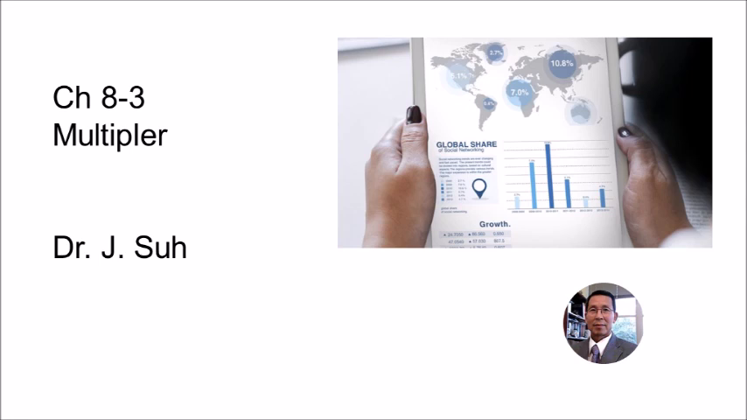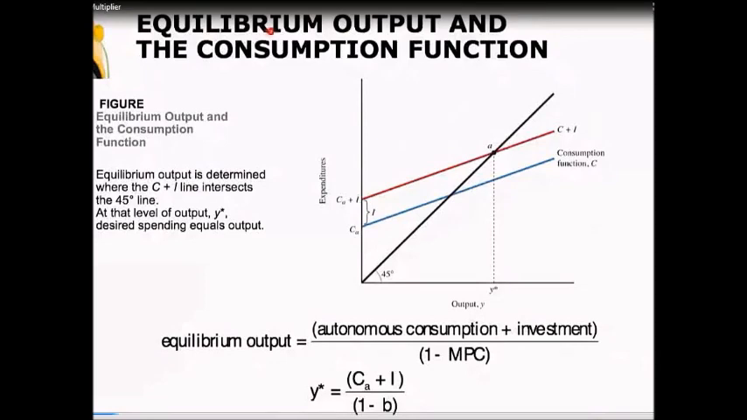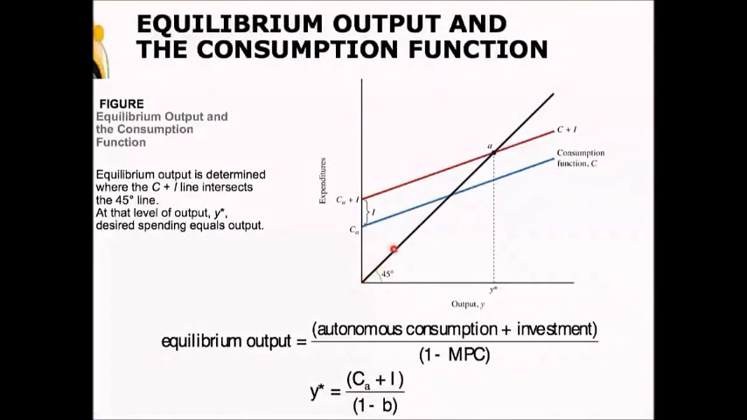So let's take our more interesting and more realistic look at a consumption function and combine it with investment and see what equilibrium output looks like. So again, here we have our 45-degree line. Along the horizontal axis we have output. The vertical axis we have expenditures.